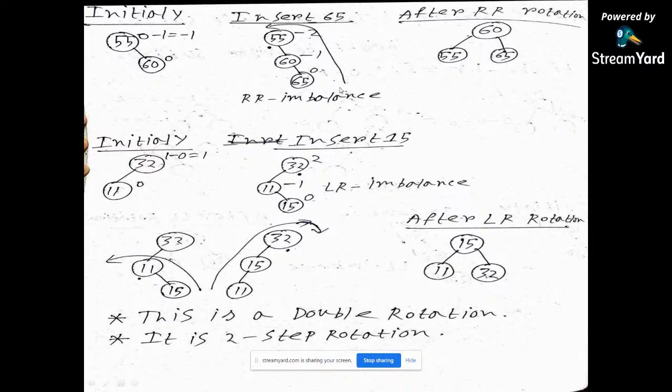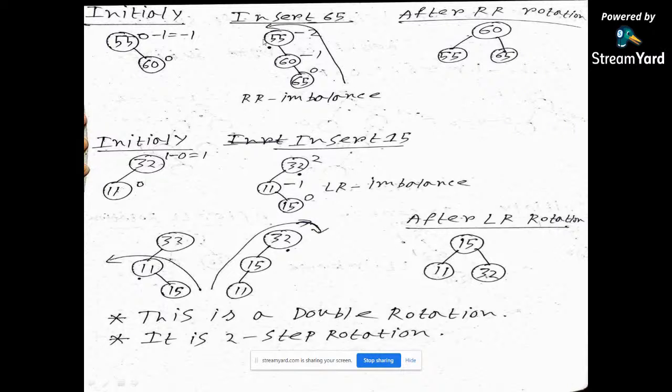How can we perform it? Now we check which node is imbalanced. 55 is imbalanced. Pull a nail here. Now there is a thread. So pull this thread on this side. So 55 comes here, on this side, 60 goes up, and 65 takes the place of 60. That means after the rotation, we are generating this tree.